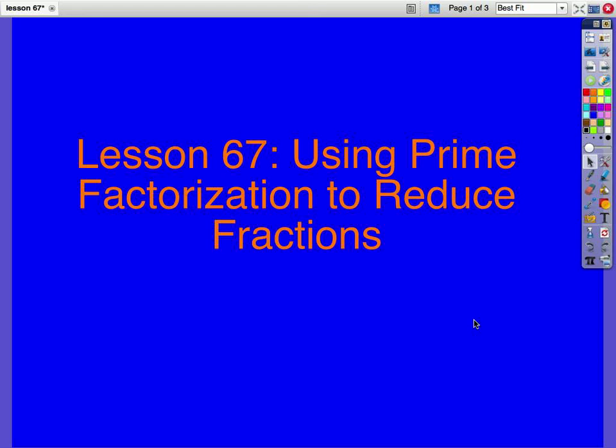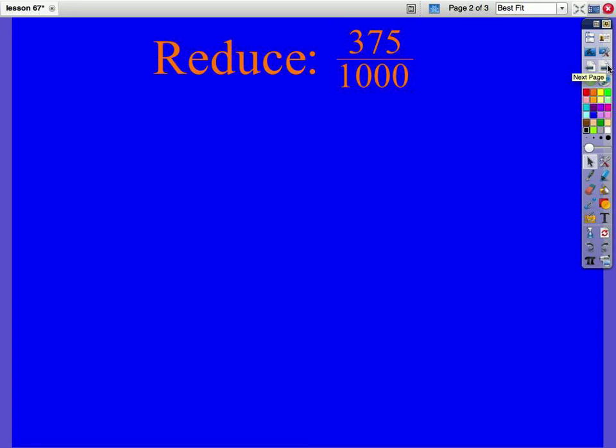Lesson 67, we're going to be using prime factorization to reduce fractions. So we're going to have a fraction like this where we have 375 over 1,000. Now, we could reduce that fairly easily with 25s and keep reducing. But it's still big numbers, and we're going to break it down into smaller numbers.